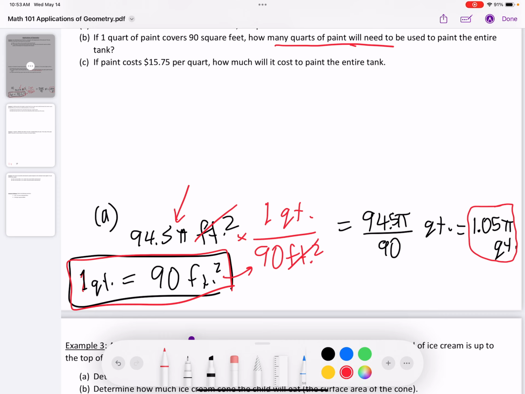They're going to say, what the heck? Get that pi out of here. I would probably multiply it by 3.14, but this is just less work for me, right? Yeah. So that was the answer to part A.